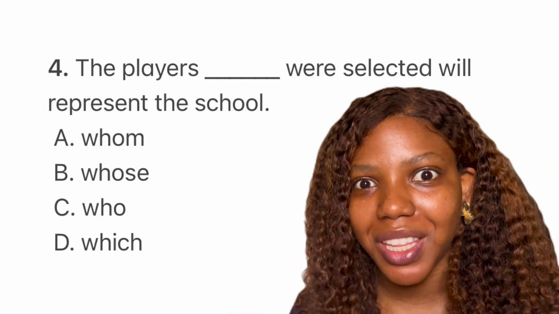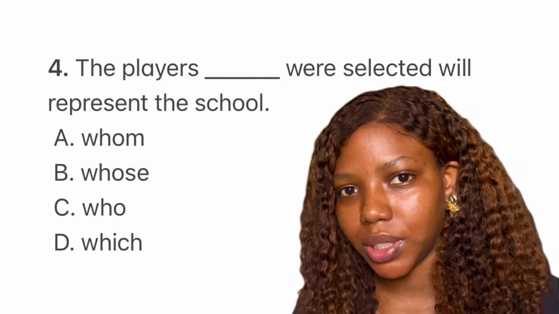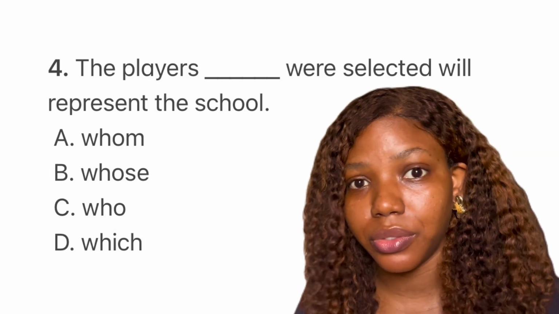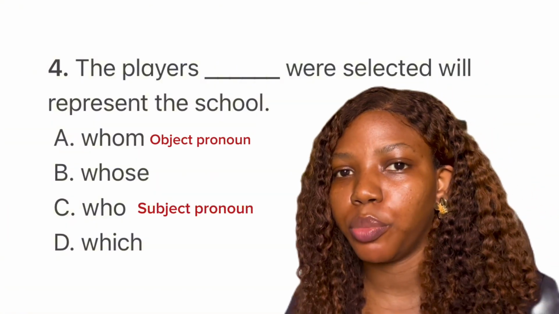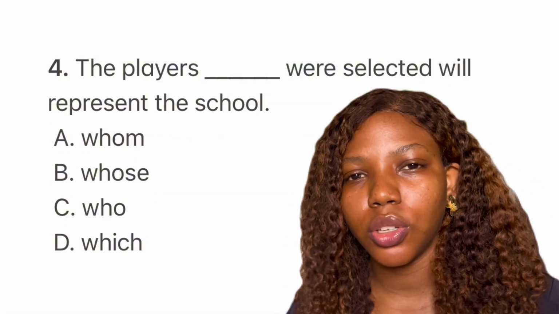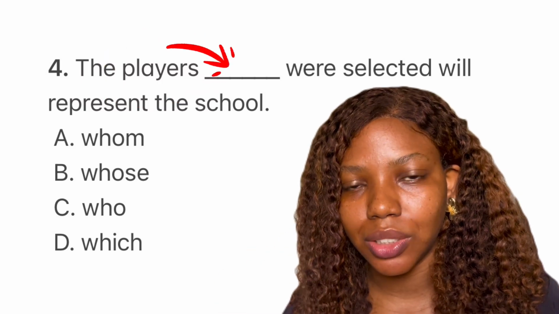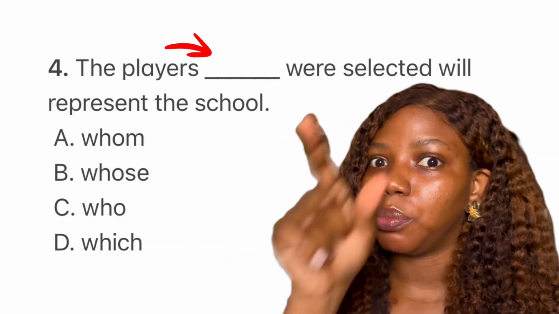Now, you agree with me that the answer is between option A and C, right? Because whose is possessive, and then option D, which refers to animals or things, and it doesn't fit, right? Good. Now, who is subject pronoun? Whom is object pronoun? Now, the next thing you're going to do is concentrate on the players. The players is what we call the antecedent. So whatever will fill in the blank, the space, must refer to the players.